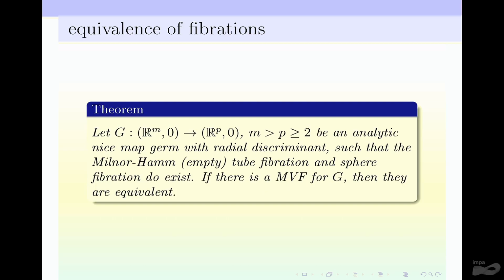But anyway, the point is that if g is nice with radial discriminant, and for some reason, doesn't matter how you do that, you can prove that the Milnor-Hamm tube and sphere fibrations both exist. Okay? If we have a Milnor vector field, they must be equivalent. That's the point. So I'll stop here. There are a lot of things to talk about, but I don't want to bore you anyway. So I'm done. Thank you.